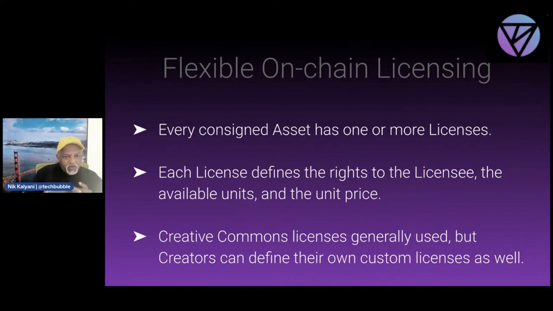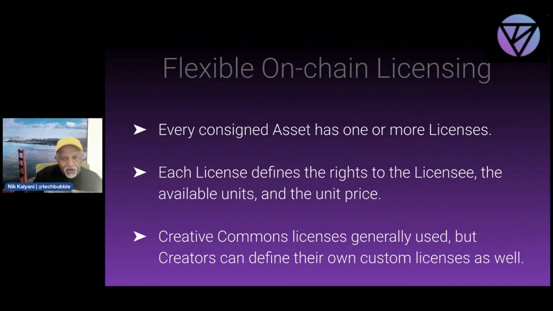Well, we are developing a model where every asset that is consigned to our protocol can have one or more licenses. It needs at least one. You can't have an asset consigned here with 0 licenses. What's the point of it? Don't put it on the blockchain if you don't intend for anyone to access and use it, right? Each of these licenses defines the rights that will be given to whoever licenses it, which is the licensee. It also talks about how many available units there are and the unit price.